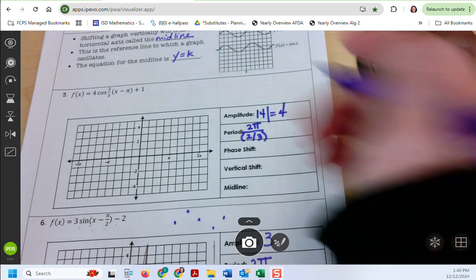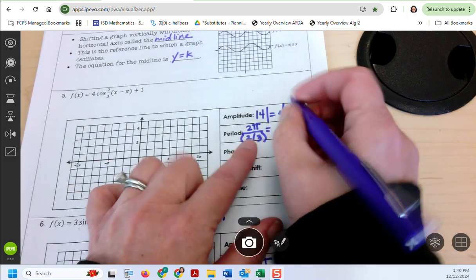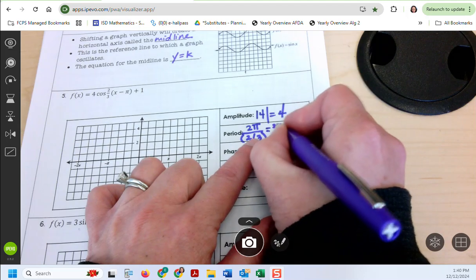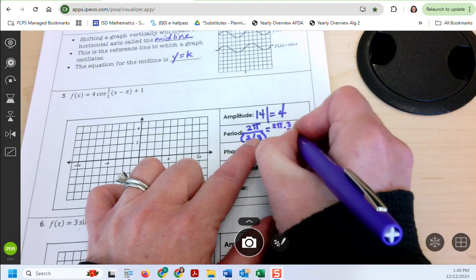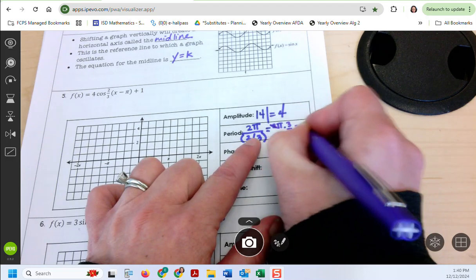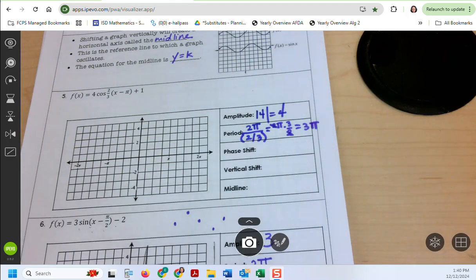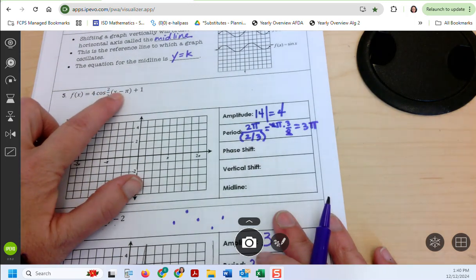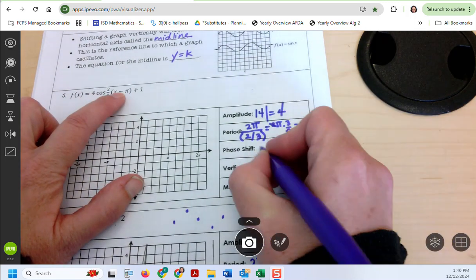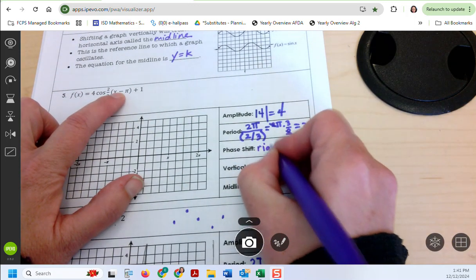All right, going back. So when you divide by 2/3, that is the same as multiplying by 3/2. So your 2's cancel out and you get 3 pi. So your period is 3 pi. It's very long. Your phase shift is right here. Because it's a minus, it's going to shift you right pi.